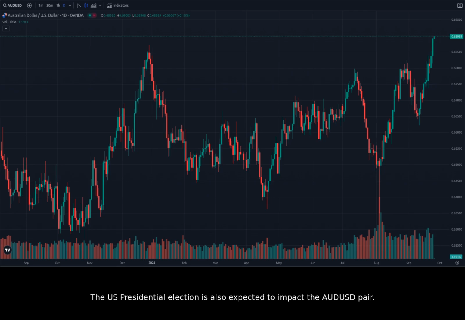The US presidential election is also expected to impact the AUDUSD pair. The AUD is sensitive to risk appetite, so the election outcome could have a significant impact on its value. It's important to keep an eye on the news and events that could potentially influence the AUDUSD pair.